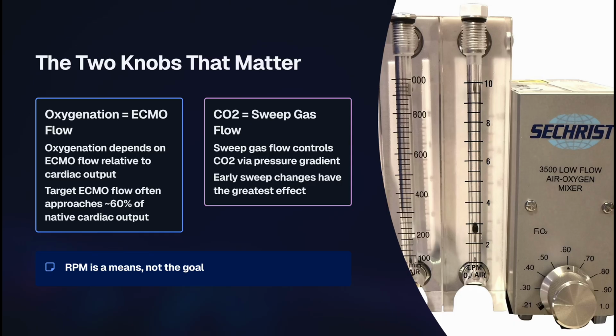Carbon dioxide removal, on the other hand, depends primarily on sweep gas flow. Sweep is a titratable control. By increasing or decreasing sweep, we directly prescribe how much CO2 the circuit removes. Sweep works by continuously washing CO2 off the gas side of the membrane, keeping gas side PCO2 near zero, and creating a large diffusion gradient that drives CO2 out of the blood. Early increases in sweep have dramatic effects on PaCO2. Later increases show diminishing returns once the gradient is maximized, which is why sweep must be adjusted deliberately, guided by serial blood gases, to control both the absolute PaCO2 and the rate of change.